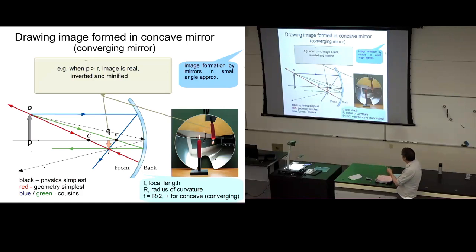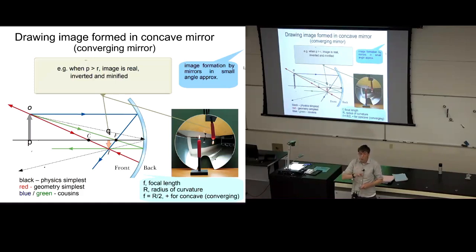The other 2 rays, the blue and the green, I said they're cousins, or like brother and sister, because one of them heads in parallel to the optical axis and then heads out through the focal point. The other one heads in through the focal point and heads out parallel to the optical axis. Now, why is that the right ray to draw? Why does a ray parallel head out through the focal point, or a ray through the focal point head out parallel? The reason for that is those combinations obey the law of reflection.